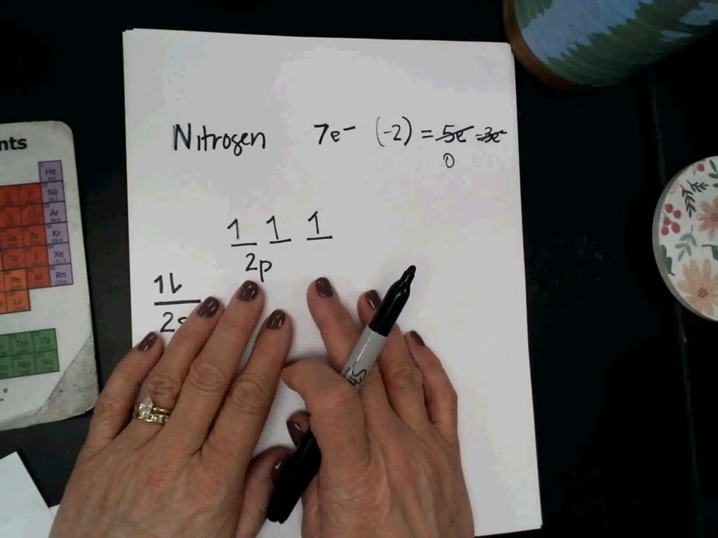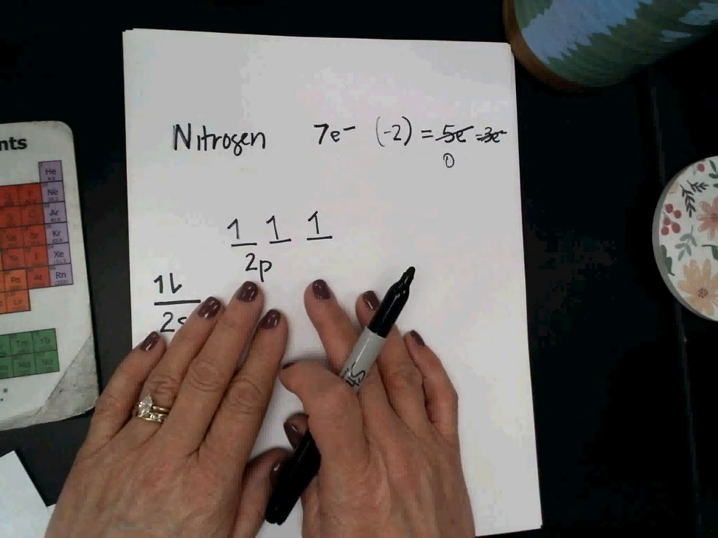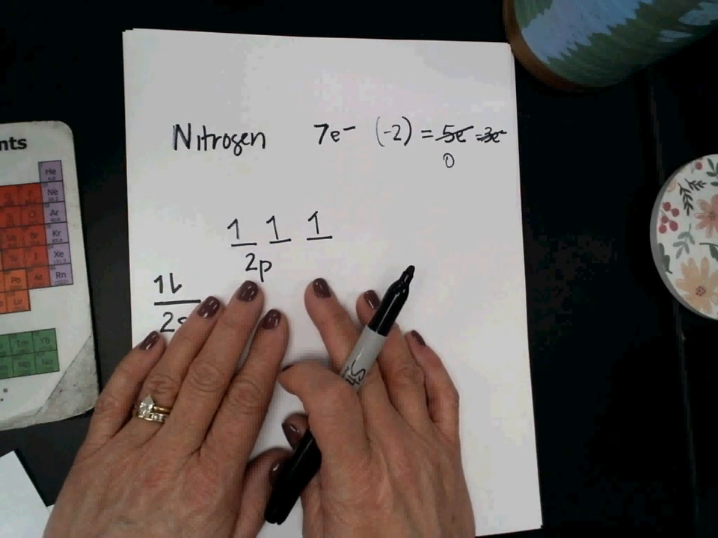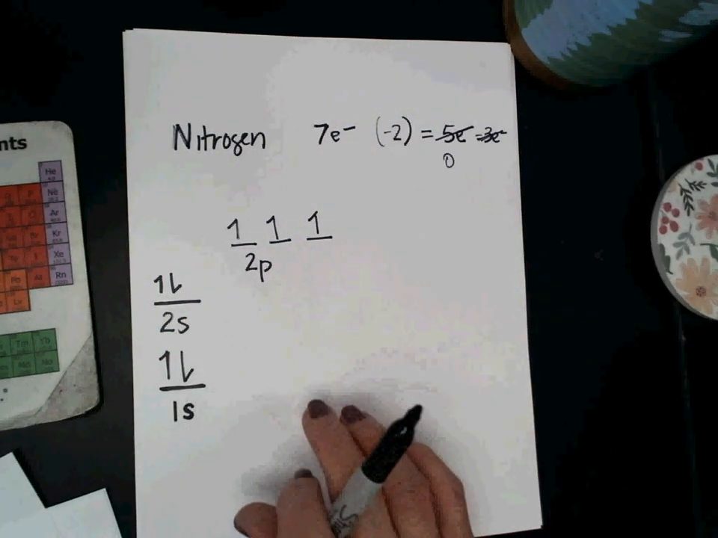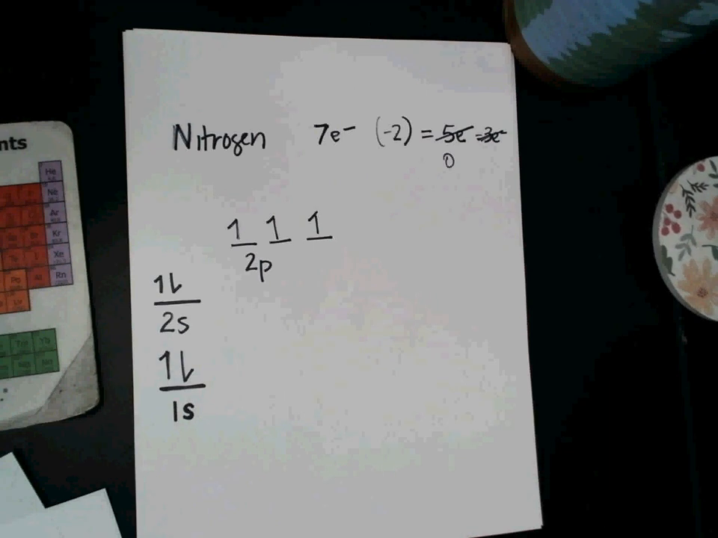I could say to you, if all P orbitals were filled, what element would I have? Ooh, we got to add 3. What's 7 plus 3, people? Don't be getting out your calculators now. What's 7 plus 3? Adam? Neon, which is atomic number 10.